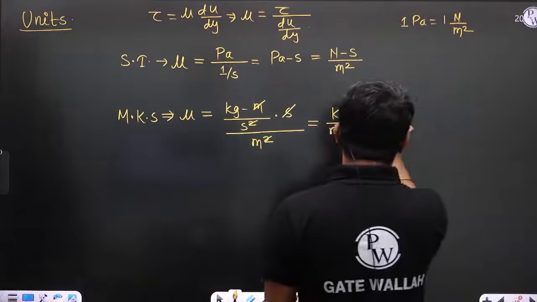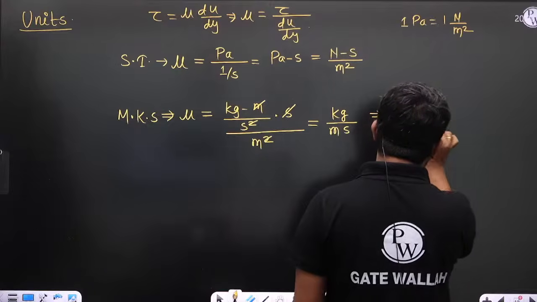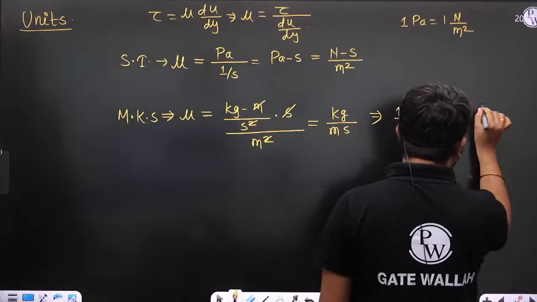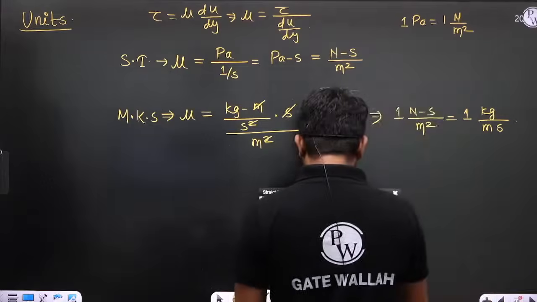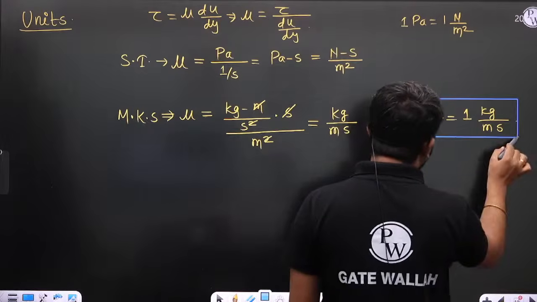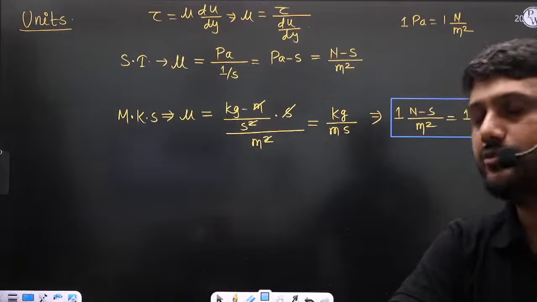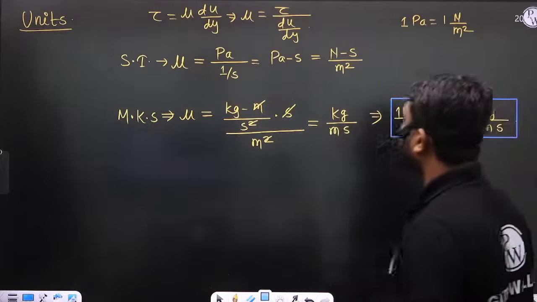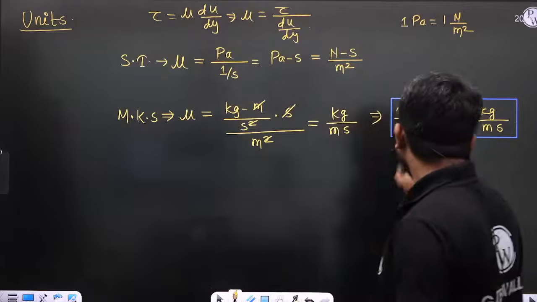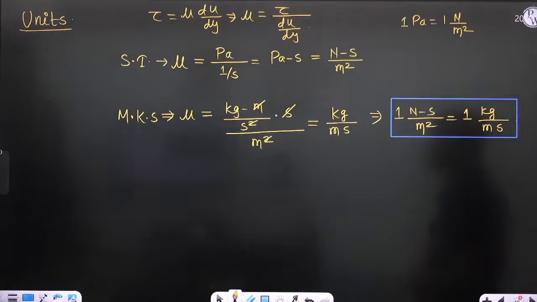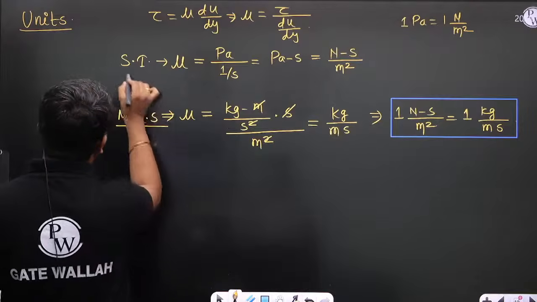And also we can say that 1 Newton second per meter square is equal to 1 kg per meter second. This is a very important relation. In some questions, the unit of viscosity is given in the MKS system. So you must remember that 1 Newton second per meter square is equal to 1 kg per meter second. Okay, now come to the CGS unit.